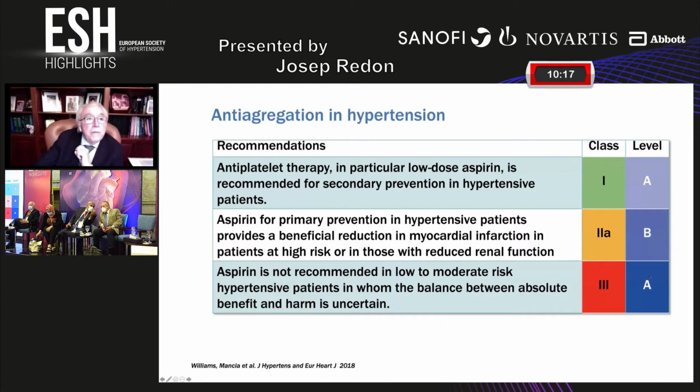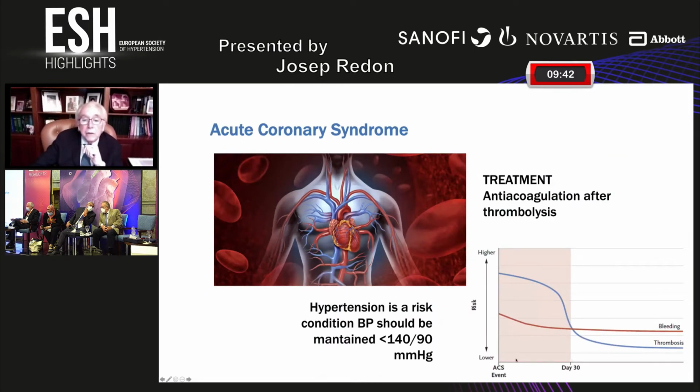And then here, the guideline recommendations on antiaggregation: antiplatelet therapy, in particular low-dose aspirin, is recommended for secondary prevention. For primary prevention in hypertensive patients, it provides a beneficial reduction in myocardial infarction in patients at high risk or those with reduced renal function, according to the HOT trial some time ago. And it is not recommended in low to moderate risk hypertensive patients, where the balance between absolute benefit and harms is uncertain.